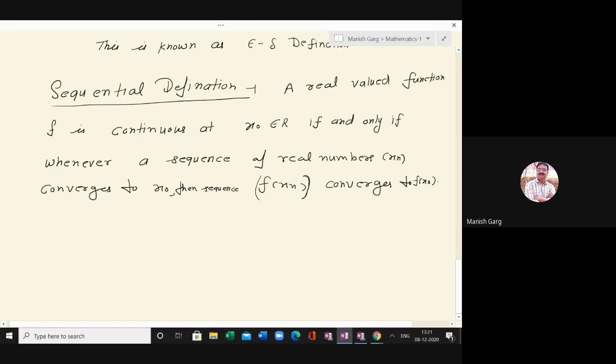So I am taking an example. I will solve this example by both definitions, the epsilon delta definition and the sequential definition of continuity. If anybody has a doubt, he or she can ask. Otherwise, I am taking one example and I solve it by both definitions. Any doubt? No.